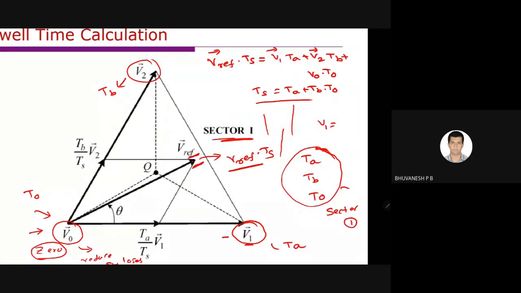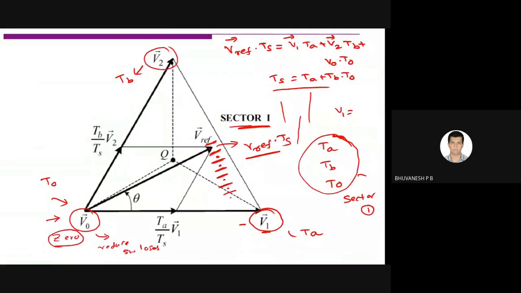Similarly, when this V reference is in sector 2, we need to do the same calculations for TA, TB, and T0. Remember, for every TS period you need to do the calculation, right? This is for one TS period, and this is the other TS period. So you need to calculate here, and here. Every TS period, you need to do some calculations, and we have to obtain TA, TB, and T0.